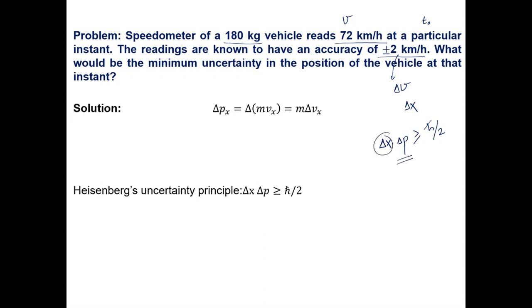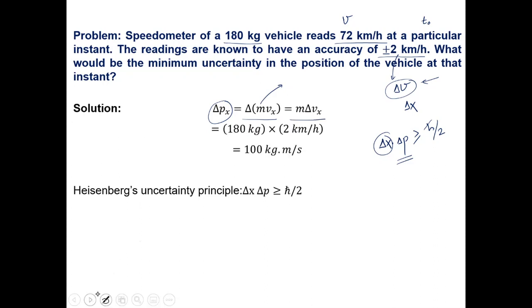For delta p, we have the delta v. So delta p is nothing but delta of mv. Mass is a fixed, measurable number. There's no uncertainty in that, and it is not a reciprocal quantity with the position. So m is fixed, and the delta momentum is nothing but m times delta velocity, which is given here. We calculate m times delta velocity, and the delta momentum comes out to be 100 kilogram meter per second.